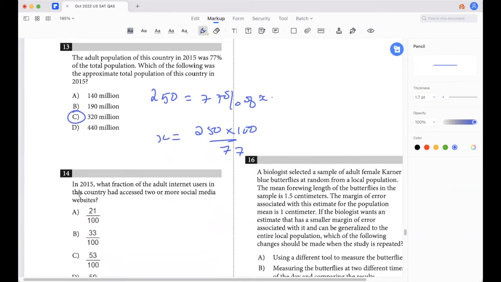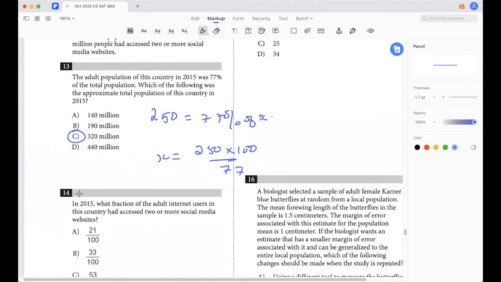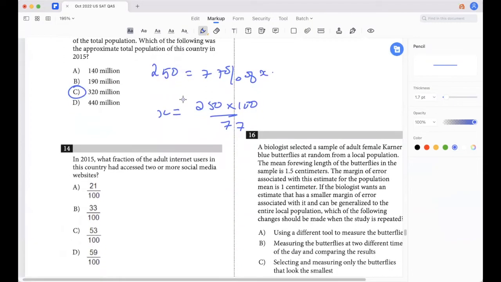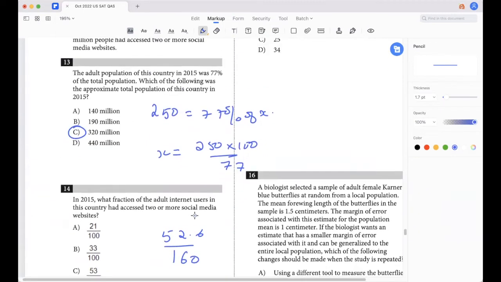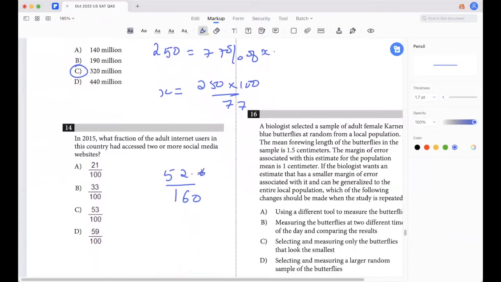In 2015, what fraction of the adult internet users in this country had access to one or more social media websites? So adult internet users were 160, out of which 52.8 had access, right? So 52.8 divided by 160, right? What fraction? Yeah, so 52.8 divided by 160. So if you plug that into the calculator, 52.8 divided by 160, that's 0.33. So that will be 33%. Option B.